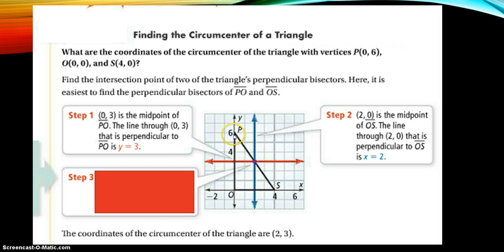So you'll need to find what the slope of this is. You'll find the slope is down 3 and over 2. So a perpendicular line would be a positive 2 over 3. And you can draw the line that way.